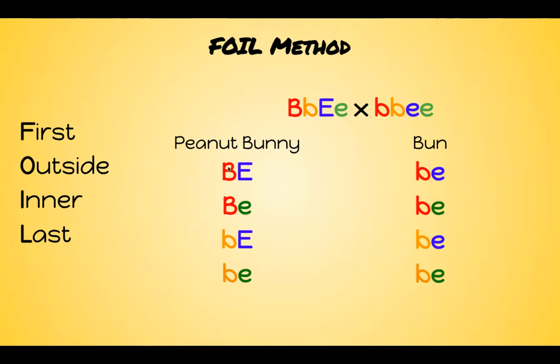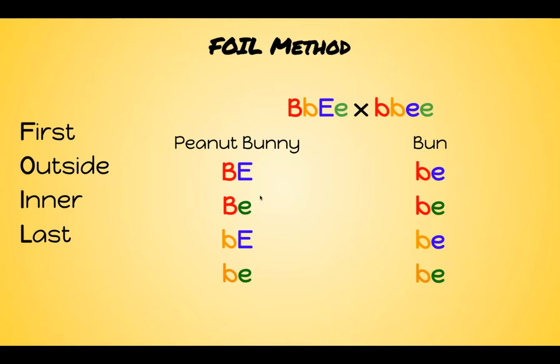So for Peanut Bunny, we are going to go with the first letters. So we've got capital B, capital E. So that's what's going to go first. Then we have capital, or outside, capital B, lowercase e. That's going to go next. Then we have lowercase b, capital E. That goes next. Then lowercase b and lowercase e. That goes next because that's last. So we went with the first letters, the outside letters, the inner letters, and then the last letters. Whew, and we made it.